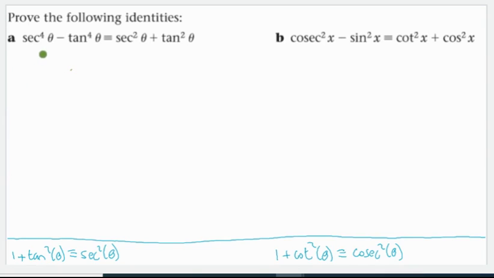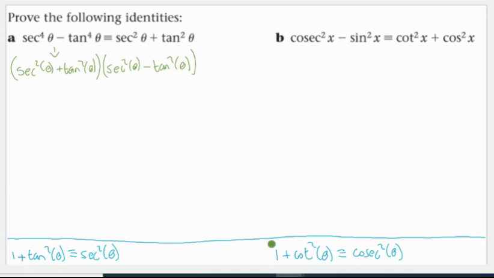So we know that sec to the 4 theta minus tan to the 4 theta is identical to sec squared theta plus tan squared theta. Or do we? We have to prove it. This left-hand side, we've got something to the power of 4, or an even number, take away something to the power of another even number. This is actually the difference of two squares. And this would factorize to sec squared theta plus tan squared theta multiplied by sec squared theta minus tan squared theta.